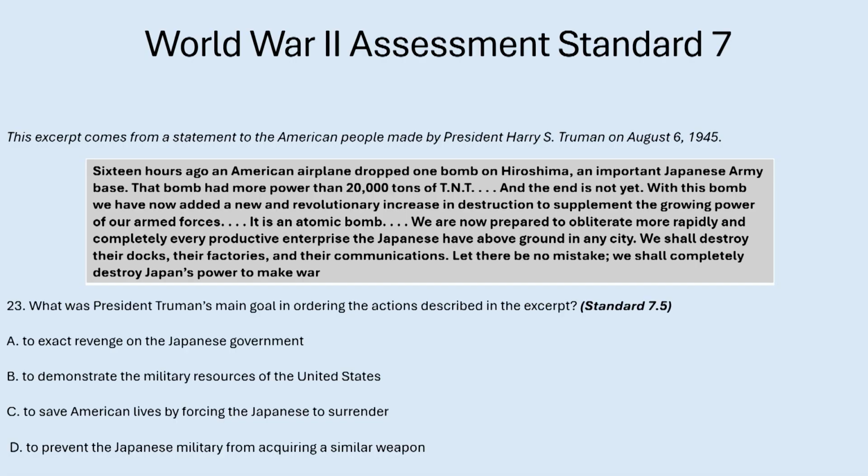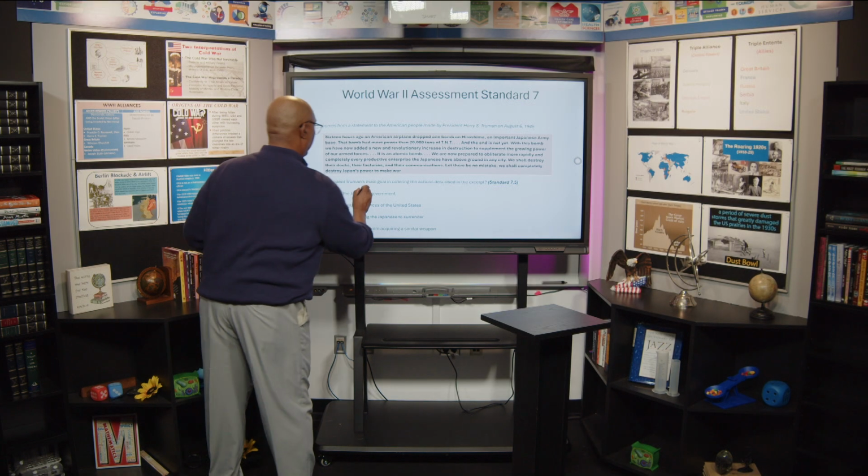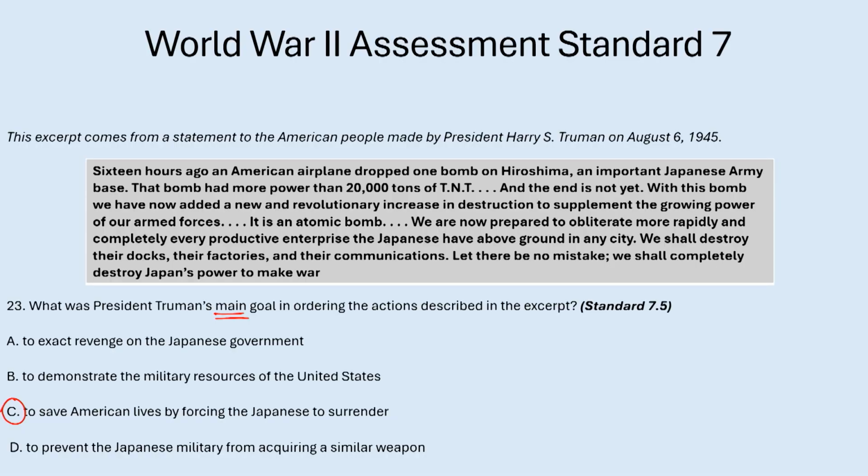Well, this, once again, is Hiroshima, the bomb on Hiroshima and the bomb, of course, on Nagasaki, to exact revenge for the Japanese government. Now, he may have wanted revenge, but that wasn't it. To demonstrate the military resources of the United States, that may have been the case. Maybe he wanted to do that. But the main reason why he wanted to do it, the main goal, was to save American lives by forcing Japanese surrender. So that doesn't mean that these other things aren't correct, but it says the important part is main goal.